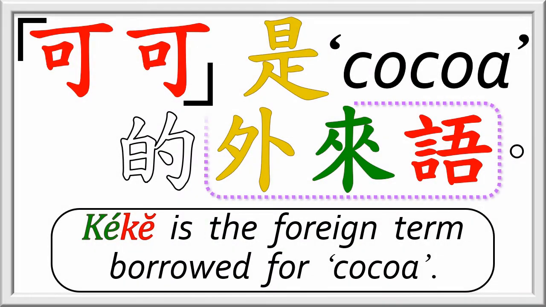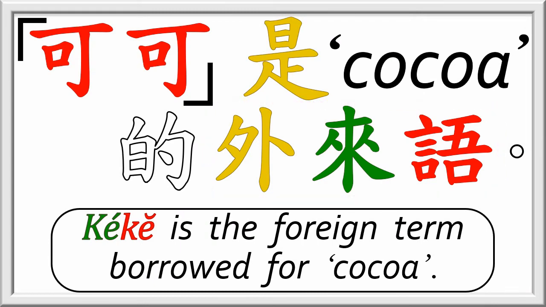外来语 is the expression for a word or term borrowed from a foreign language. 可可是 Coco 的外来语。 可可 is the foreign borrowing for Coco. 我来 is used when a person wants to help others with heavy packages, help the elderly to stand up, etc. Obviously, it literally means, I'm coming to your aid.